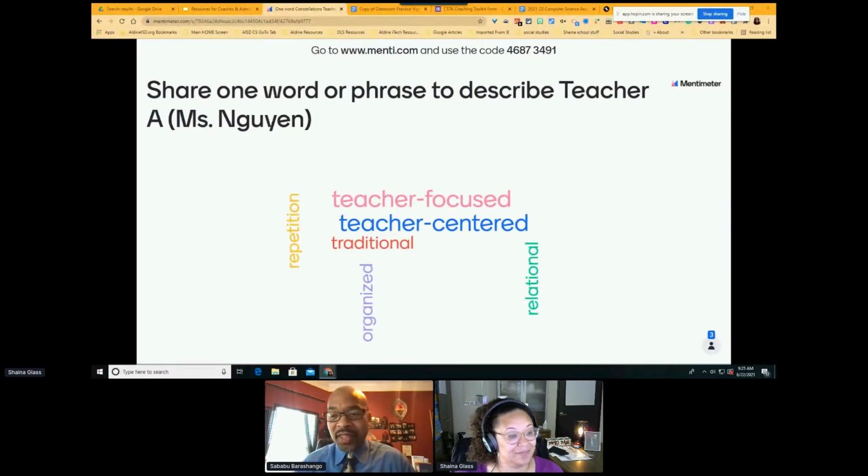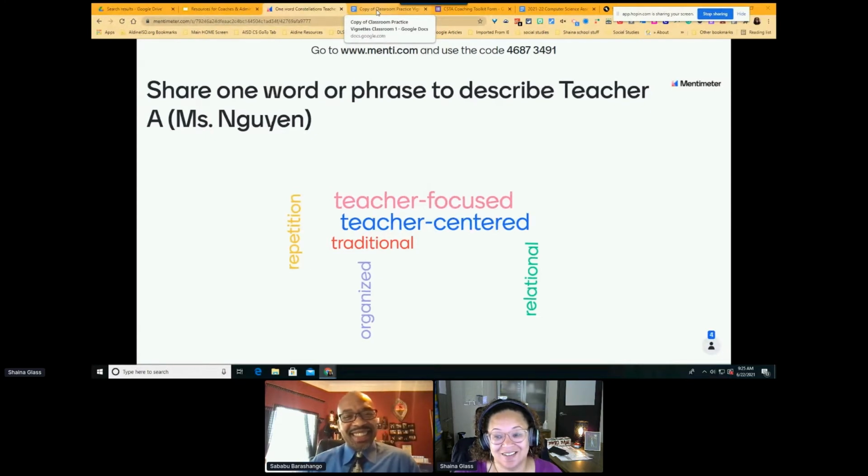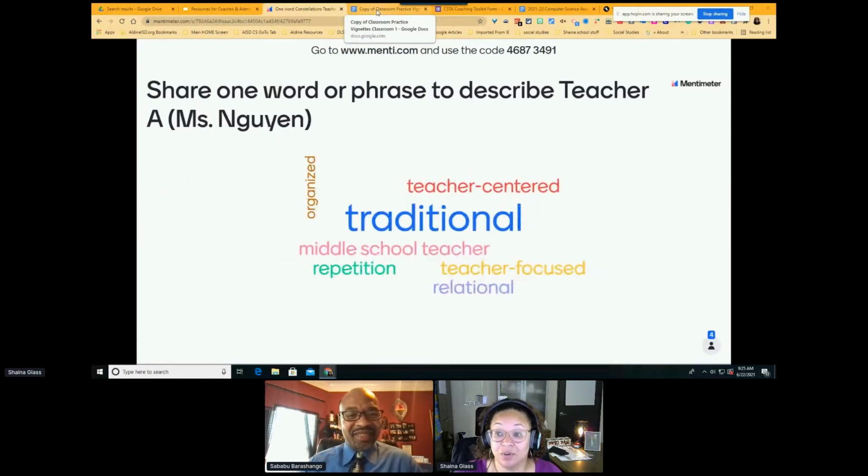So remember, we have the link to the Mentimeter at the bottom of the chat, so you can add your word or phrase. Well, it says word or phrase. Yeah. So teacher centered. Ooh, someone thinks it's a middle school teacher. Okay. Traditional. It's a traditional computer science lesson. I'll take that.